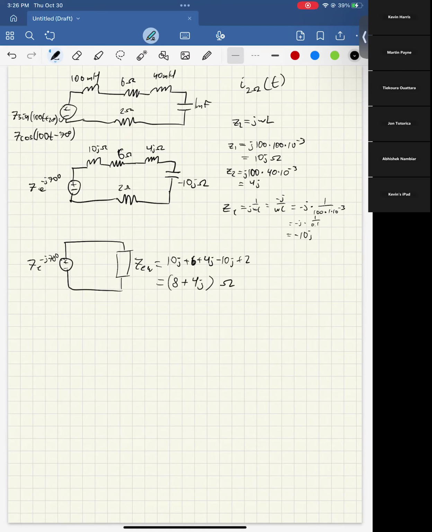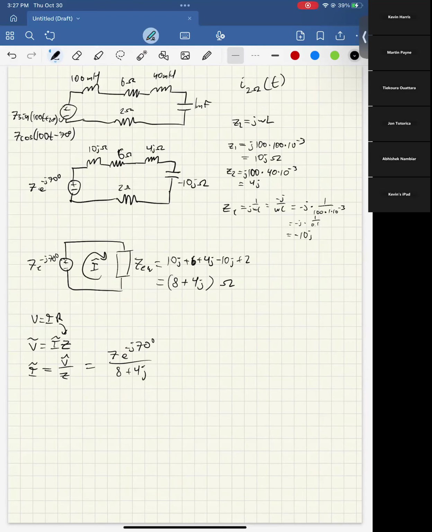Now, to find the complex current going through here, V equals IR translates into V equals I times Z. Oh yeah, and they use a little squiggly thing for stuff in the frequency domain for some reason. But you just replace the resistance with an impedance and the math still works. So if we want to find that complex current flowing here, it's just going to be our voltage over the impedance that we just found. So this is going to be 7e to the negative j70 over 8 plus 4j.